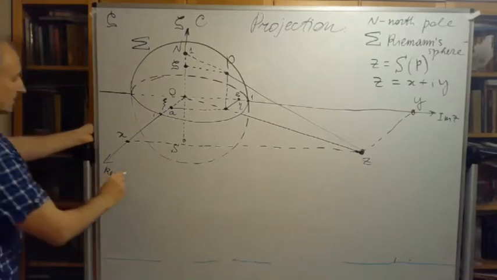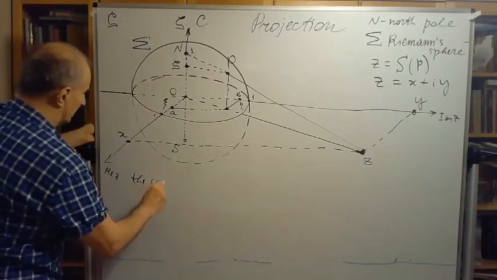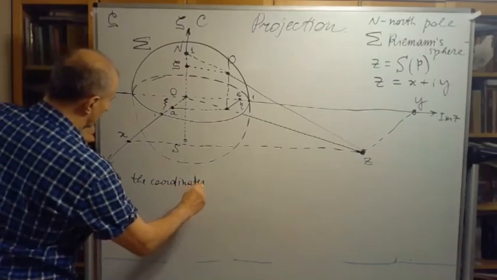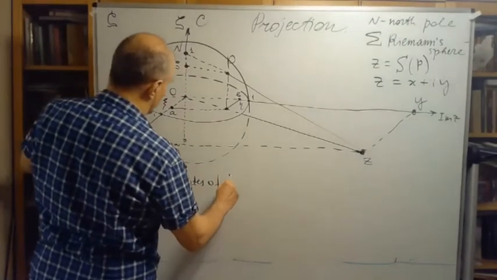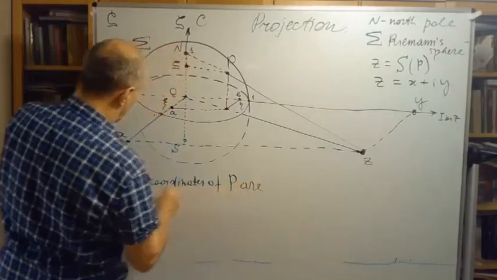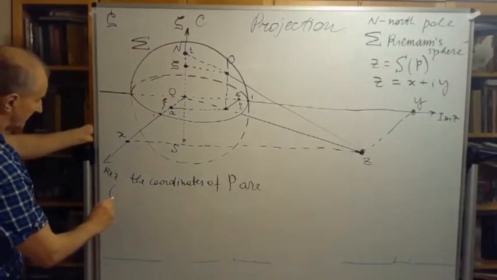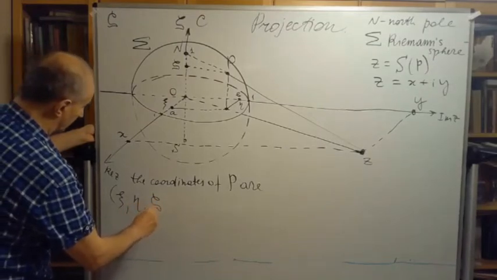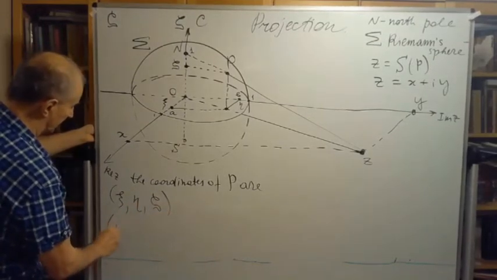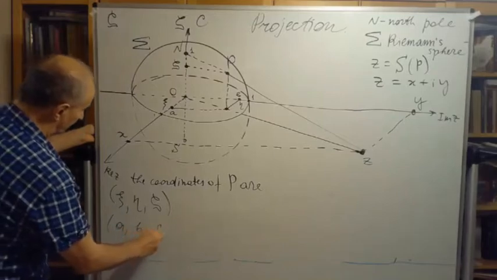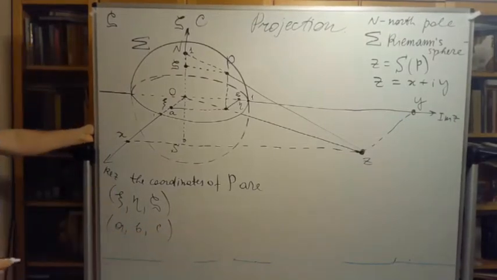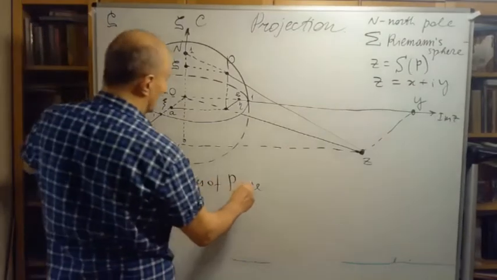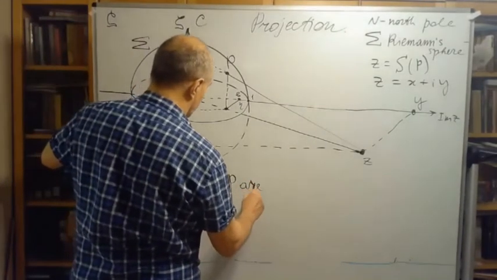So the coordinates of point P are psi, eta, zeta. As one concession to your textbook, I will write here A, B, C, and I will try not to use A, B, C too much because it's not decent. So these are the coordinates of point P.